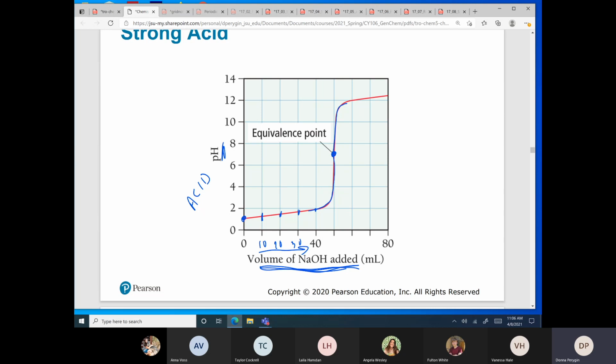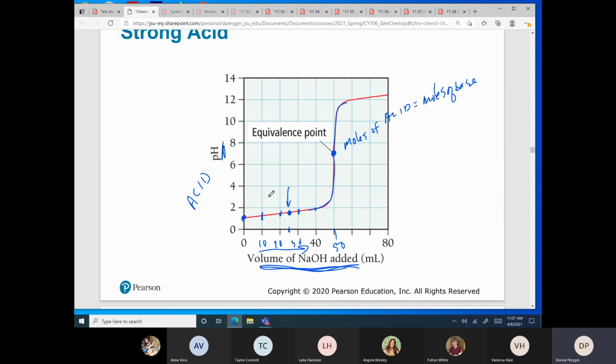So at the center of that inflection is the equivalence point, and that's the point where the moles of acid equals the moles of base. Okay, and so we also have what's called a half equivalence point. Okay, so if this is 50, then our half equivalence point is going to be at 25. Okay, and the half equivalence point has a special property as well. That is where we have the pH equal to the pKa, and we're going to see that in just a few minutes.